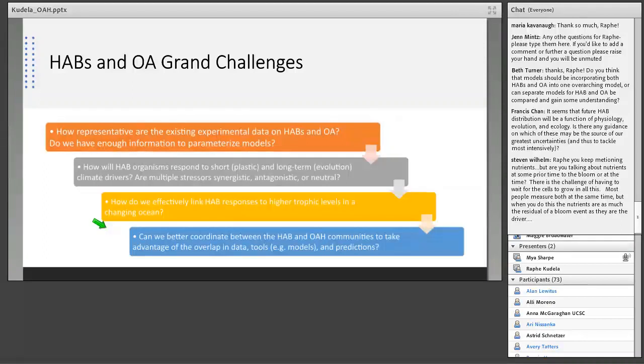Yes, the next question is from Francis Chan. He asks, it seems that future HAB distribution will be a function of physiology, evolution, and ecology. Is there any guidance on which of these may be the source of our greatest uncertainties, and thus to tackle most intensively?